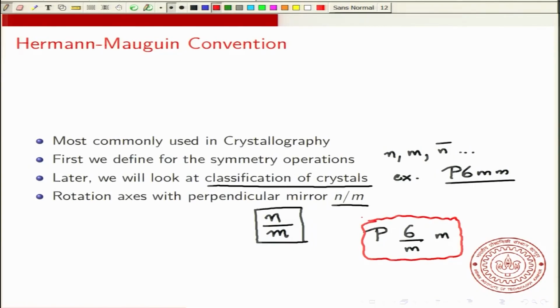Again we will look at all these in more detail when we come to the classification of crystals. But for now I want each of you to realize that this Hermann-Mauguin convention is extremely important, and that is what will be used extensively in classifying crystals and identifying the various symmetry operations in crystals. Okay. So, I will conclude this lecture here, and we will continue in the next lecture. Thank you.